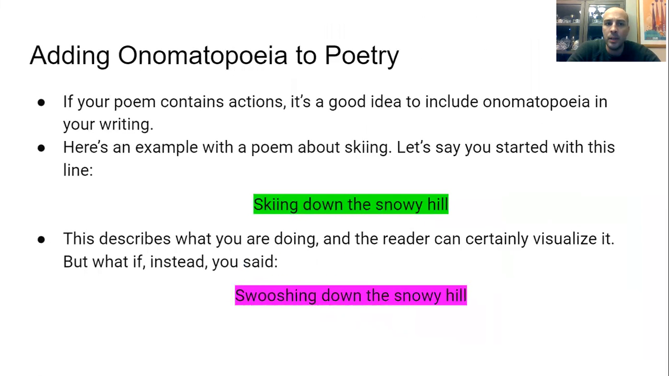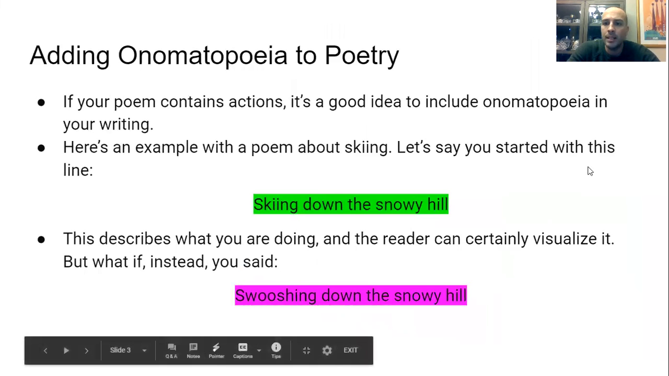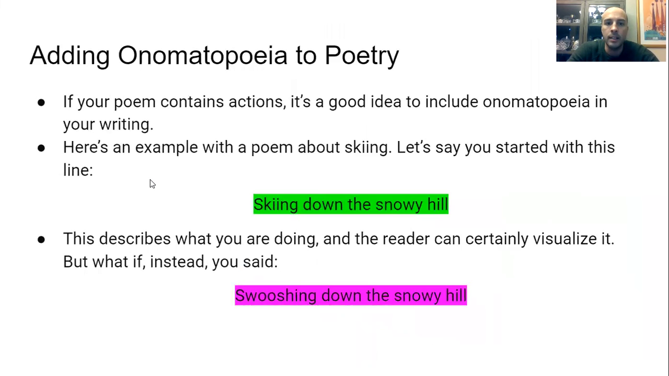So adding onomatopoeia to poetry, if your poem contains actions, it's a really good idea to include onomatopoeia in your writing. An example of this is, say you're writing a poem about skiing. Let's just say you started with this line, skiing down the snowy hill. This describes what you're doing, and the reader can obviously visualize you skiing down this hill. However, instead of just skiing down the snowy hill, you might say swooshing down the snowy hill. Swooshing, taking the place of the word skiing, is the use of onomatopoeia.